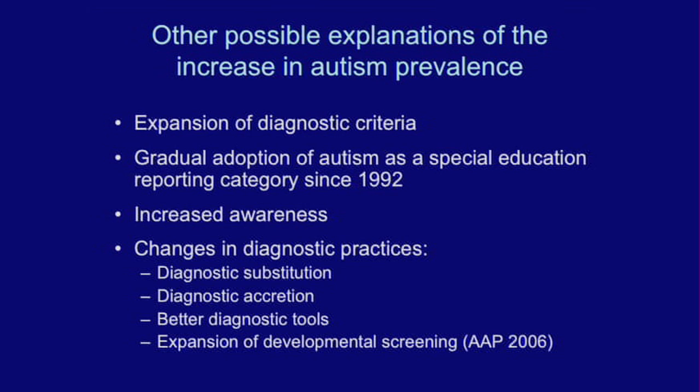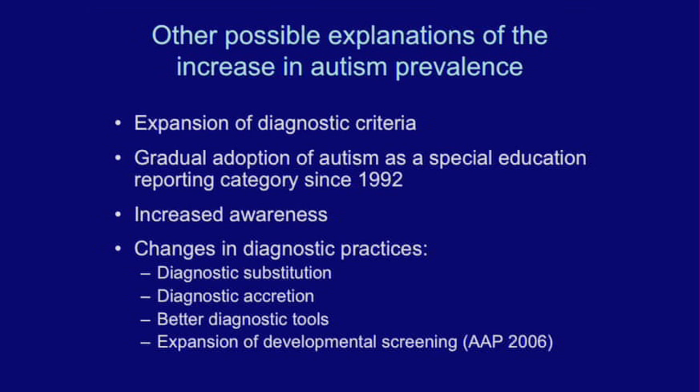And I mentioned that the expansion of the diagnostic criteria really occurred more in the 1980s for autism, and then the rise, but you don't expect a change immediately. I think the rise in prevalence that we've seen since, some of it is resulting from the gradual adoption of those criteria and development of tools to implement them.